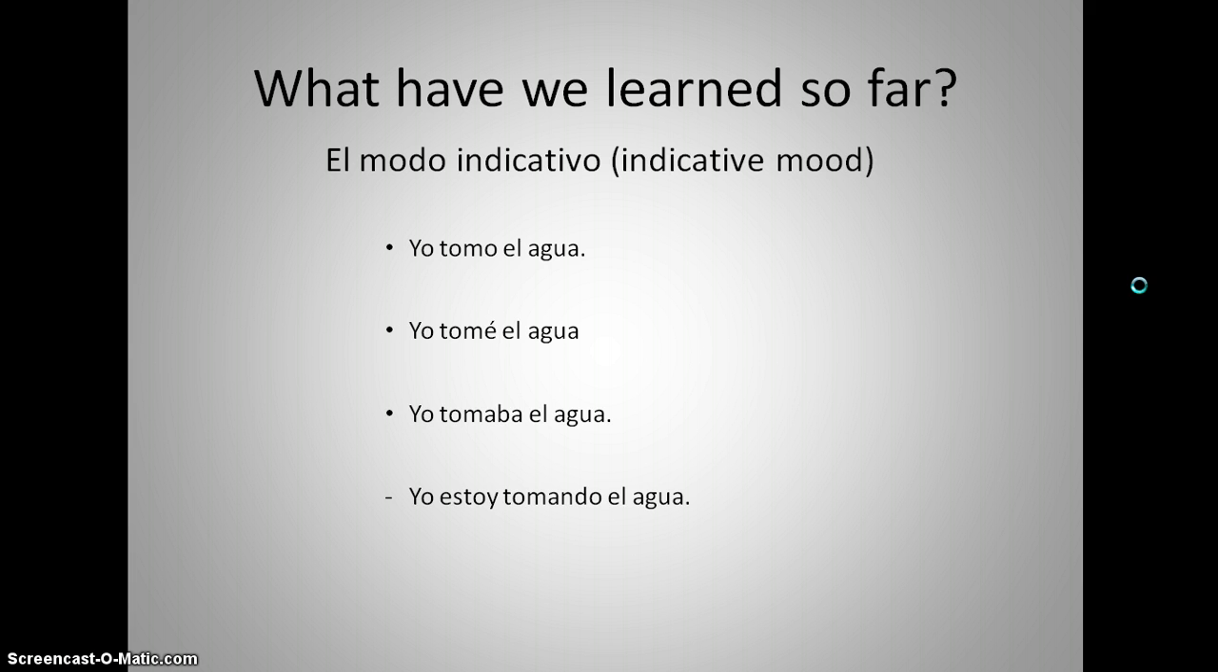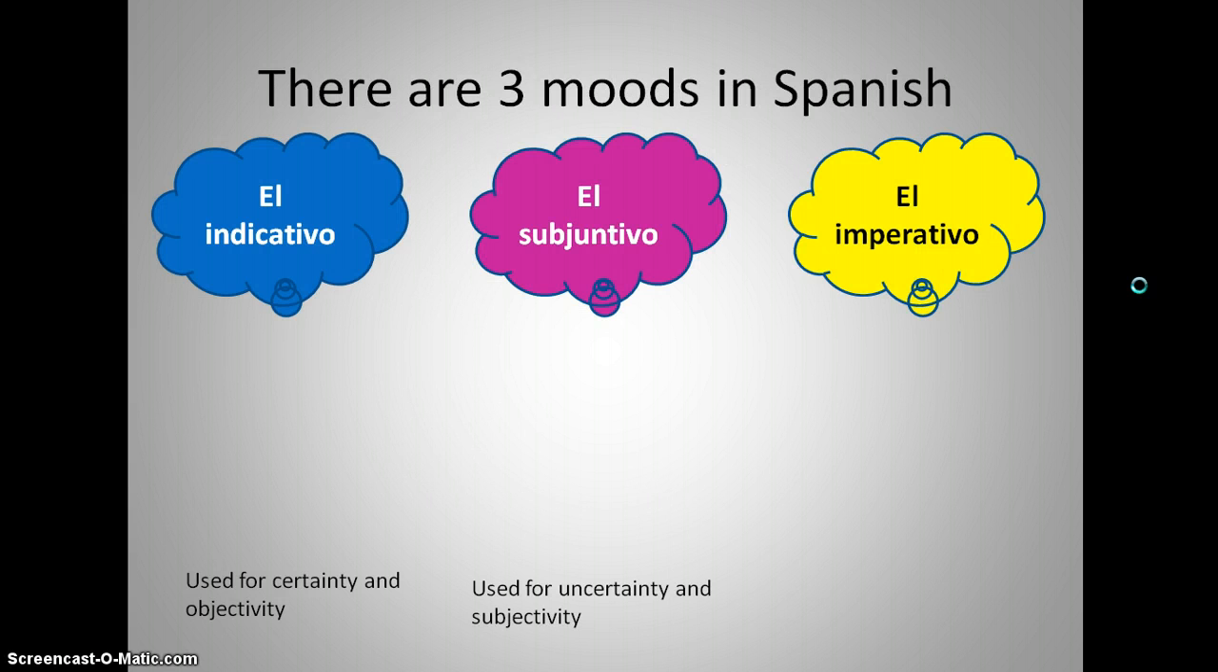All that means is that everything you've been working with, the present tense, for example, yo tomo el agua, or el pretérito, yo tomé el agua, imperfecto, yo tomaba el agua, or progresivo, yo estoy tomando el agua. All of those are under what we call the indicative mood. There are actually three moods in Spanish: the indicative, the subjunctive, and the imperative.